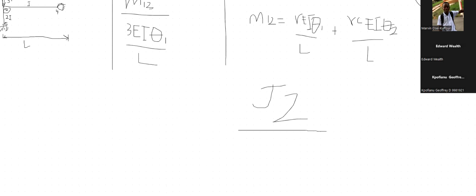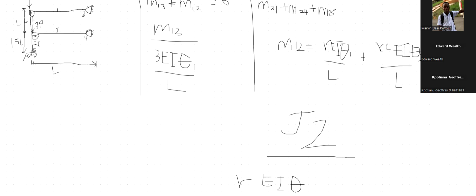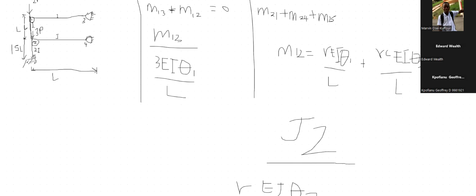So R EI theta 2, since the junction is 2, over L. Or is it 1.5 L? We are at 2-1, here is L. Yes, so over L.